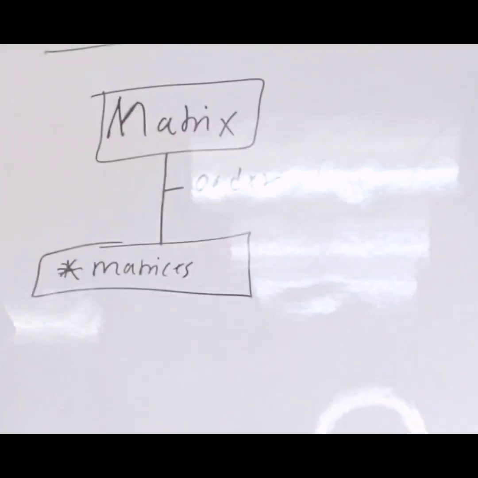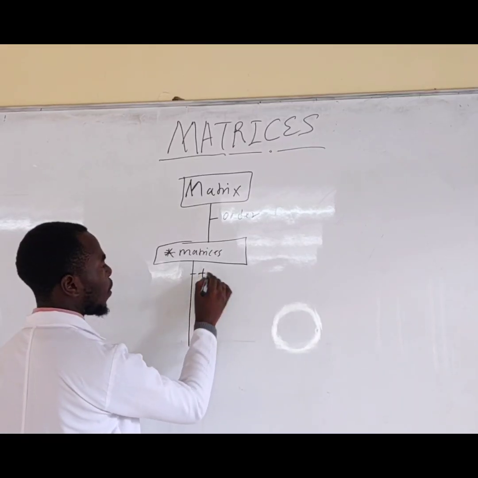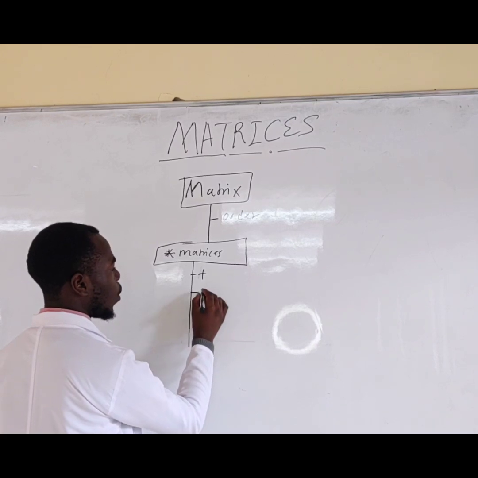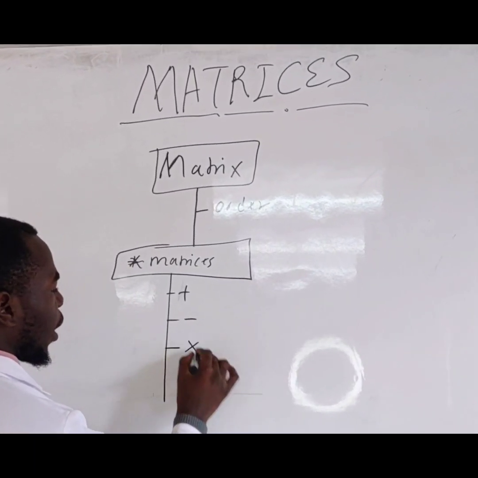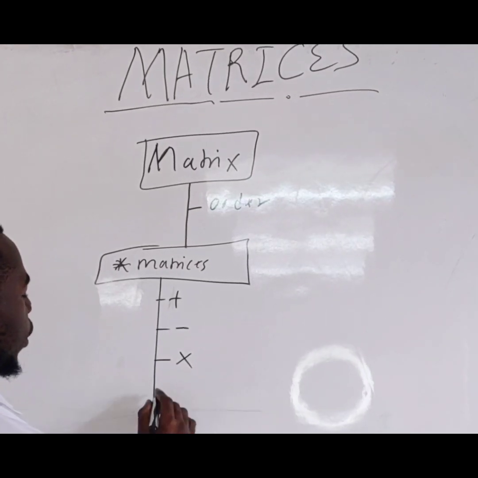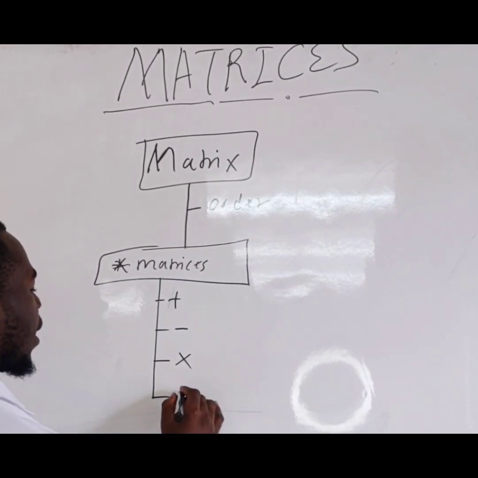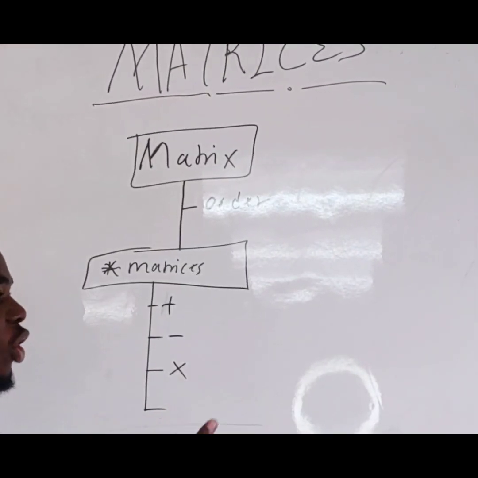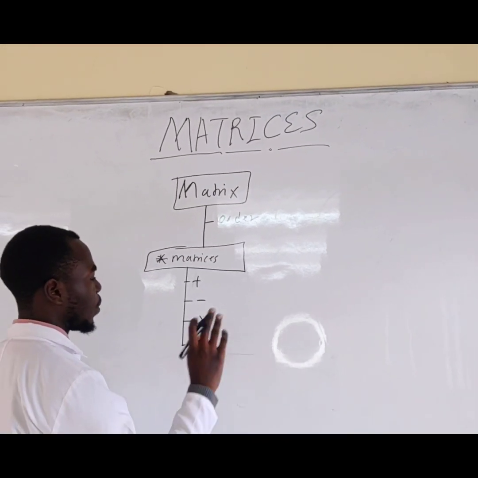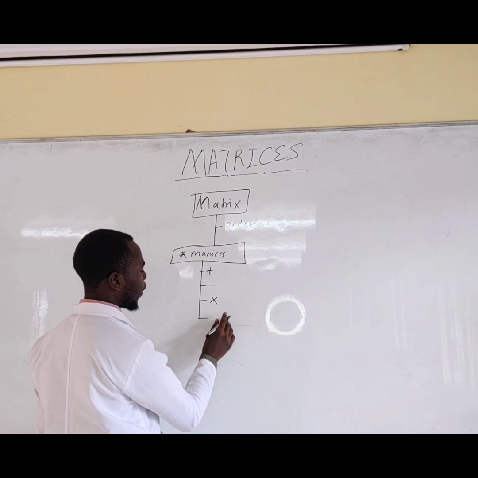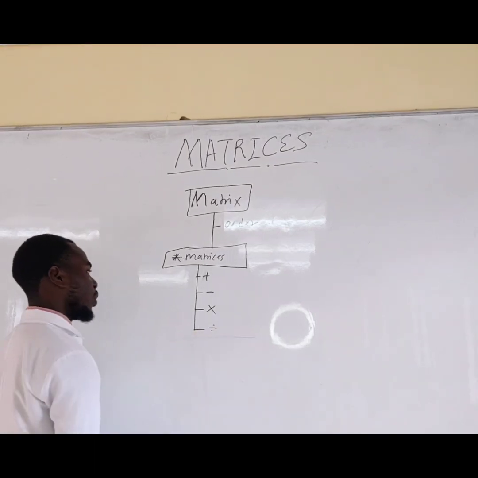We have 4 operations on matrices. The first one is addition of matrices. There is subtraction of matrices. There is multiplication of matrices, and there is division of matrices, or quotient of any given matrix. Even though it's not very important, it's out of the syllabus, but I'm going to show you. It's what we call division of matrices.